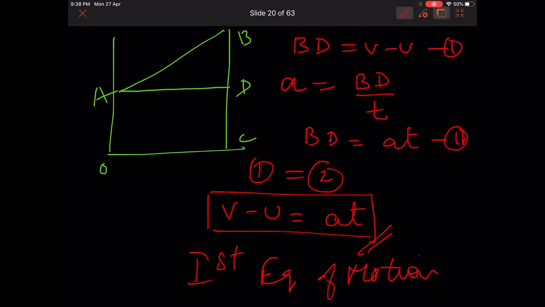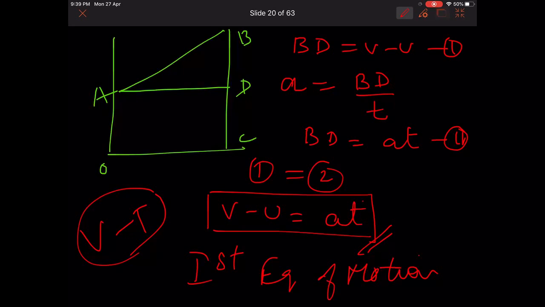Okay, so this is my first equation of motion. Right? And this equation of motion is known as the velocity time relationship. It is called the velocity time relationship because it has velocities involved, V and U, and then it has time also coming. So this is simply the first equation of motion. Now let's move on to the second equation of motion.